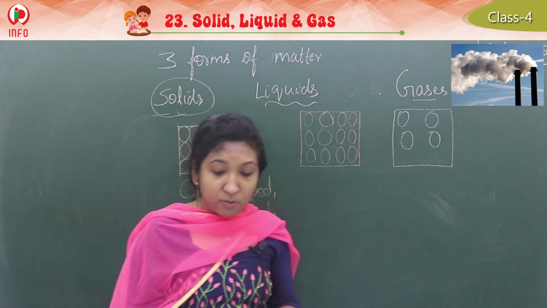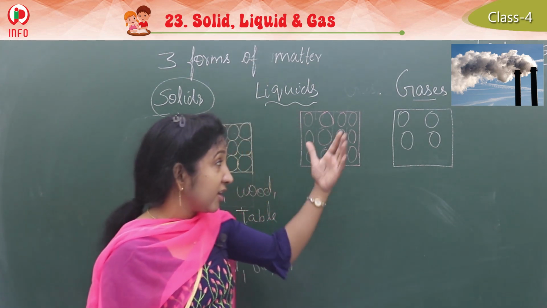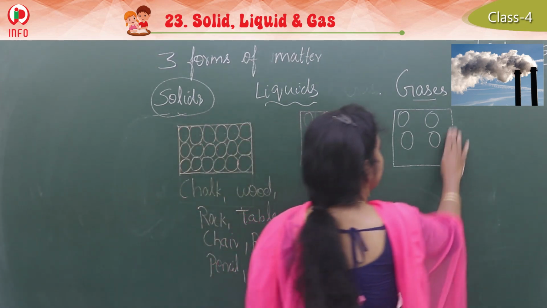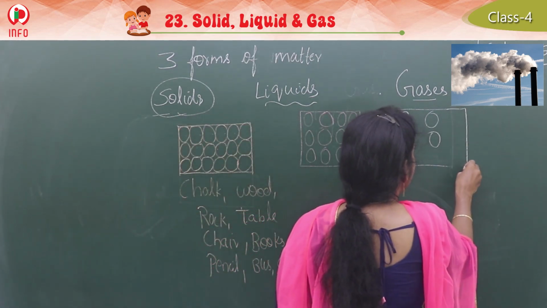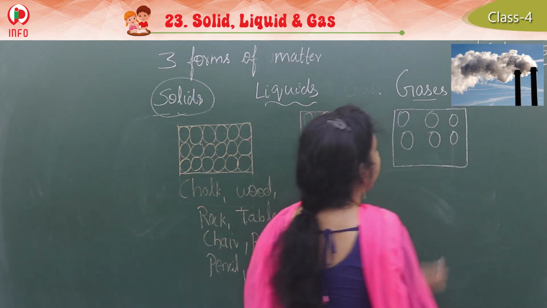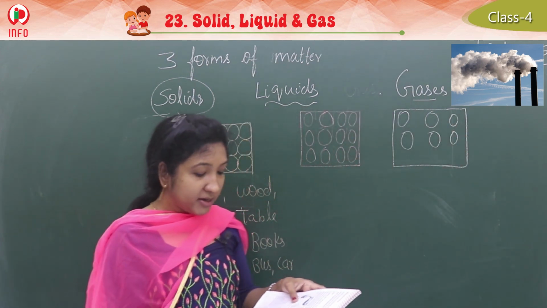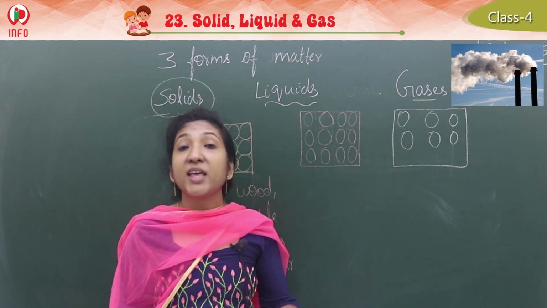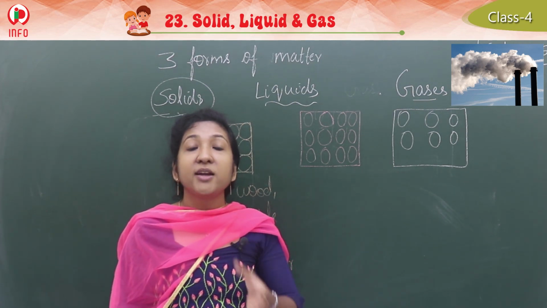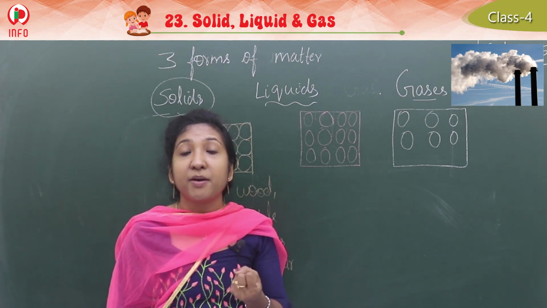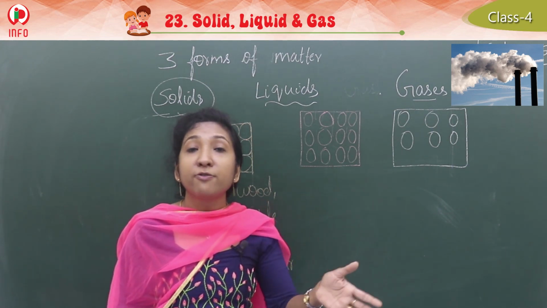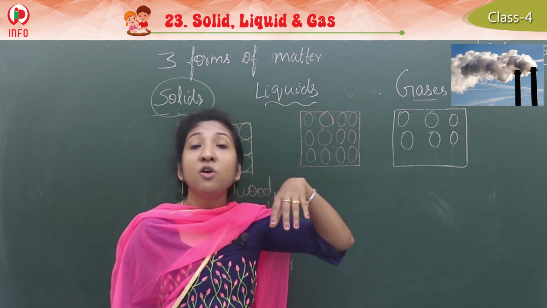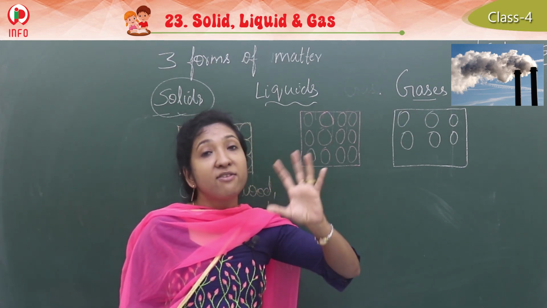So molecules in gases are very loosely packed, and they have very weak force of attraction between them, so they move freely, and they do not have any definite shape because they are moving so freely. Molecules are very free to move inside it. So they don't have any particular shape.